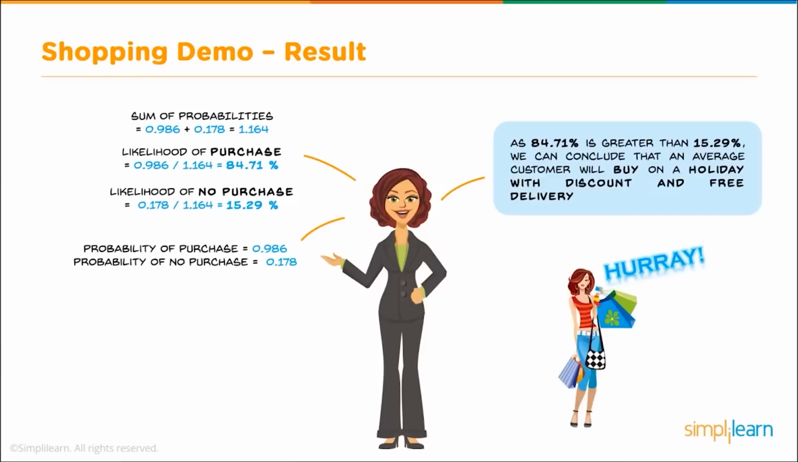And so the likelihood of a purchase is 84.71%, and the likelihood of no purchase is 15.29%, given these three different variables. So if it's on a holiday, if it's with a discount and has free delivery, then there's an 84.71% chance that the customer is going to come in and make a purchase. Hooray! They purchased our stuff. We're making money. If you're owning a shop, that is the bottom line, you want to make some money so that you can keep your shop open and have a living.